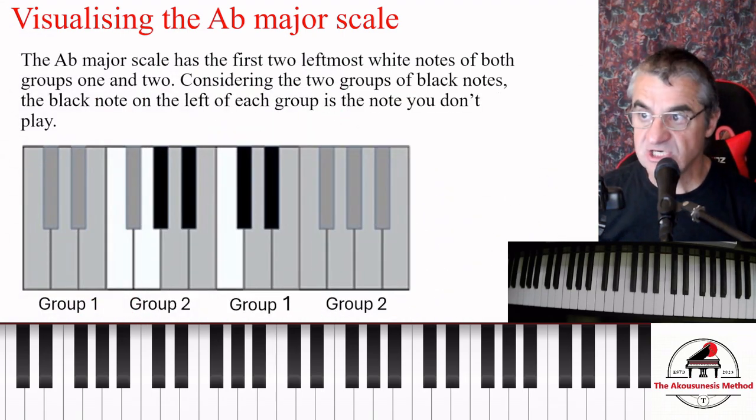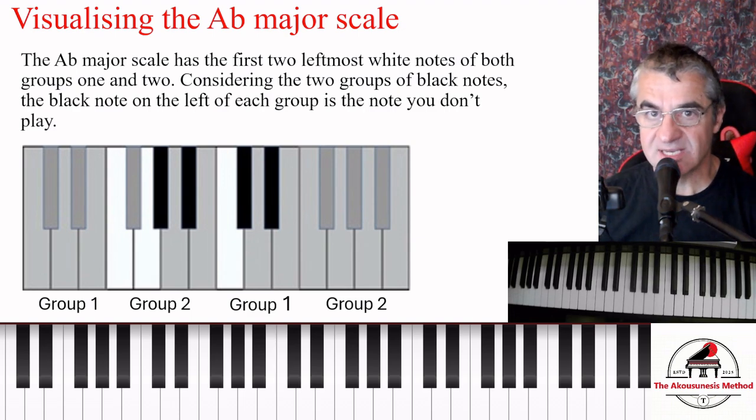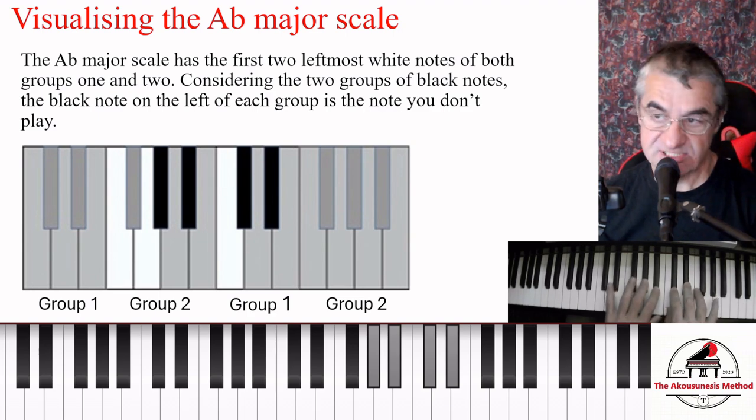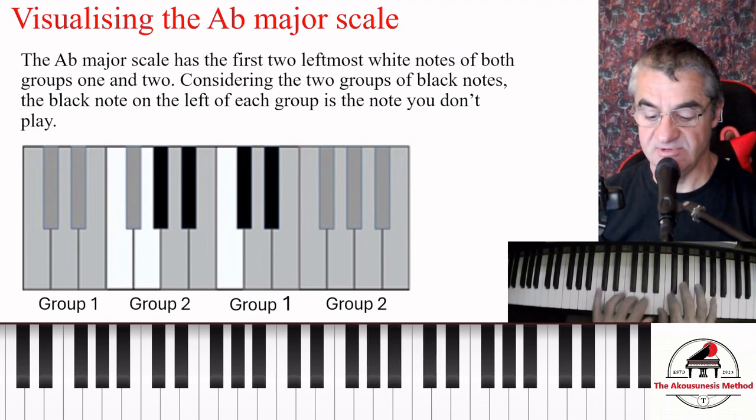Okay, so let's visualise it straight away. We can see we've got some symmetry going on here. We've got two black notes, and they're on the right side of group 1s and 2s, right? So that's the first thing we're going to remember of this. We're going to remember these black notes here. And then we just have three white notes to remember, okay?